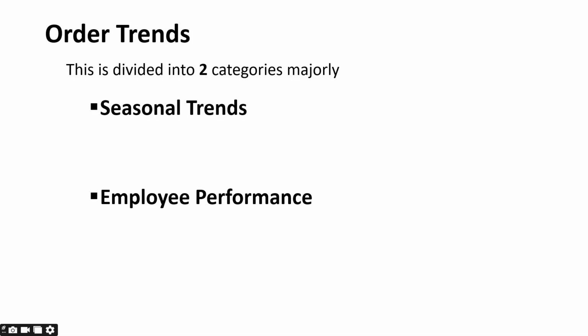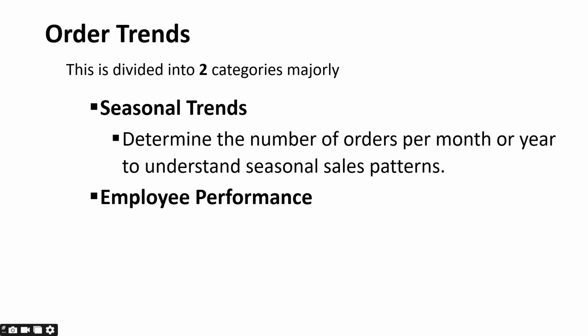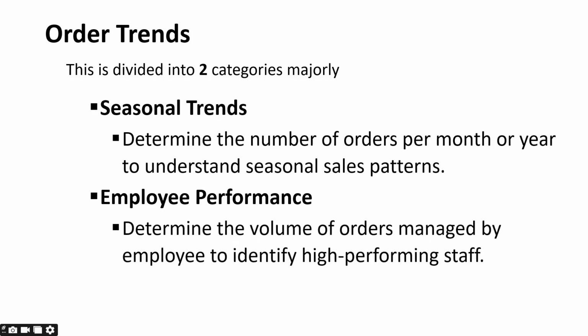So all these things will inform decisions and will assist the organization, the sales company, to be able to take a wise decision. For seasonal trends, we are going to determine the number of orders per month or year to understand the seasonal sales patterns. And for employee performance, we are going to determine the volume of orders managed by each employee to identify high performing staff. And the next one we are going to do is category analysis.